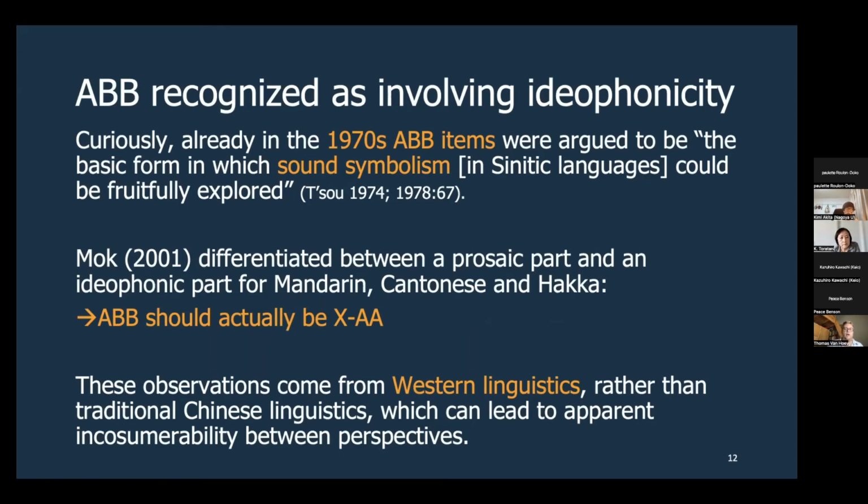Also in 2001, Enid Wai-Ting Mok talked about Mandarin, Cantonese, and Hakka, and she said that ABB should actually be written in notation as XAA, indicating that X really is the prosaic collocate and AA is the idiophonic part. So it's interesting that these observations also come from Hong Kong Chinese people, but they're more used to Western linguistics rather than traditional Chinese linguistics. So I hope somehow I can help to bridge the apparent incommensurability between these two perspectives.